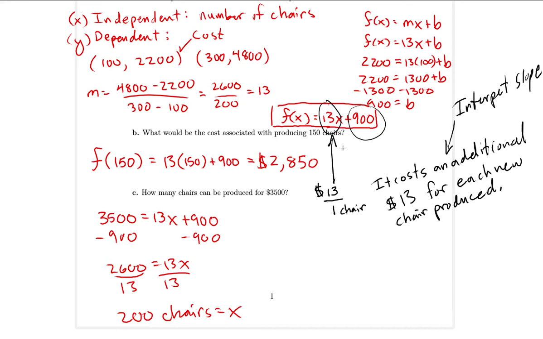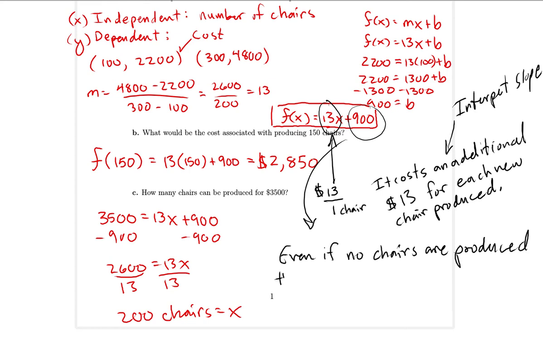And this 900 is interesting here too. This is the y-intercept. So when x equals 0, we know that the cost is $900. What does that mean? If you produce no chairs, there will be $900 in costs. So even if no chairs are produced, there will be $900 in costs. Now, what does that mean?